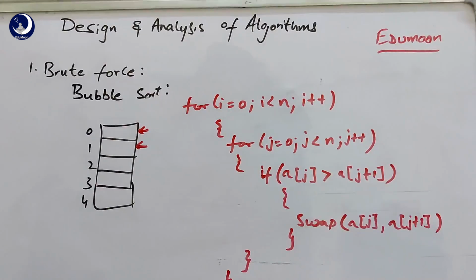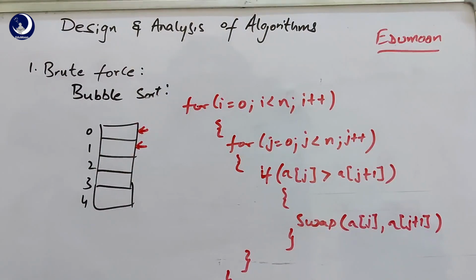So we compare the jth element, that is j is given from 0. So we compare the 0th element and the first element, and if they are not in the correct order, that is if the 0th element is greater than the first element, then we go with the swap operation. We can write another swap function. So this is how the algorithm runs for the bubble sort.